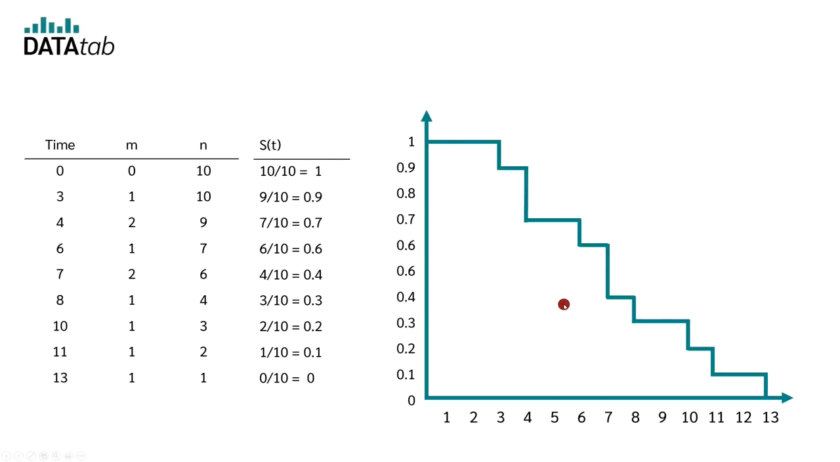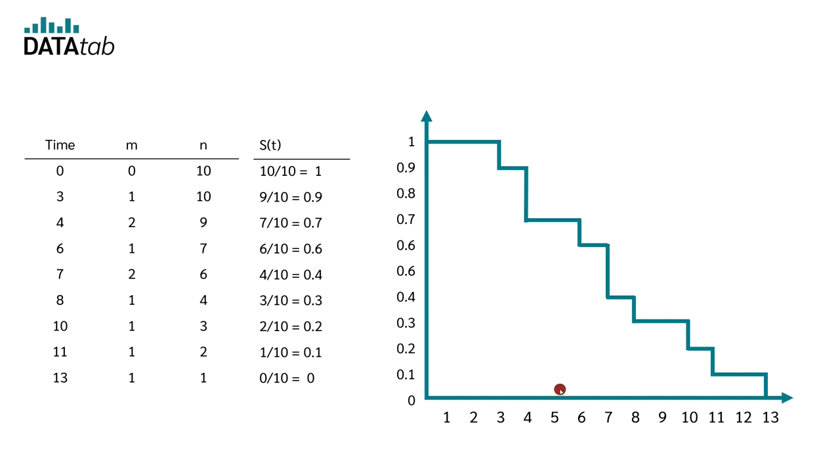Now we can draw the Kaplan-Meier curve. At time 0, we have a value of 1. After 3 years, we have a value of 0.9 or 90%. After 4 years, we get 0.7. After 6 years, 0.6, and so on.